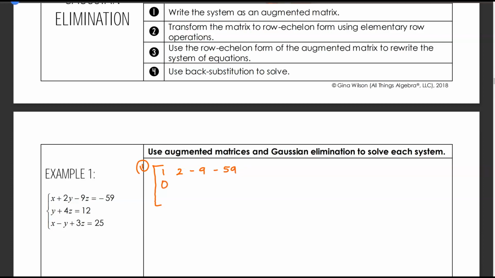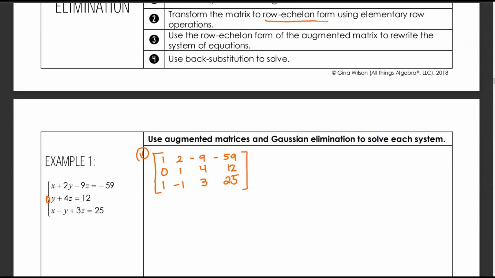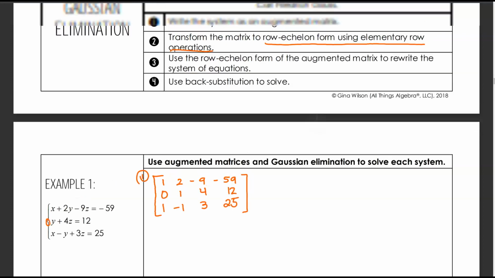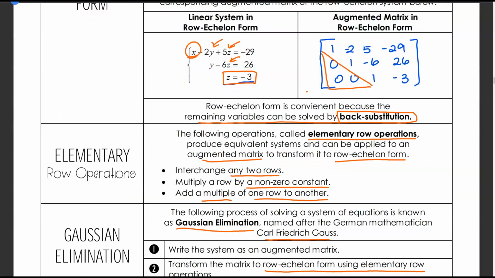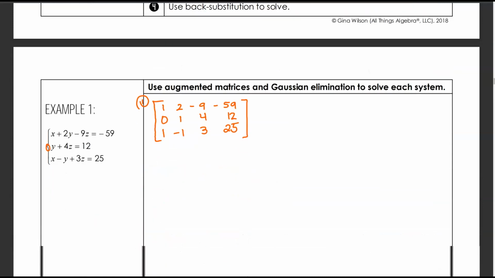Call this step 1. We're going to write this as an augmented matrix. So notice I don't have an x, right? So I have a 0x, and then I'm going to have 1y and 4 and 12. And then I have 1, negative 1, 3, and 25. So that's our first step. Our second step is to transform the matrix into row echelon form using elementary row operations. So remember that row echelon form is going to give us that lower triangle. So we want those 3 zeros there.